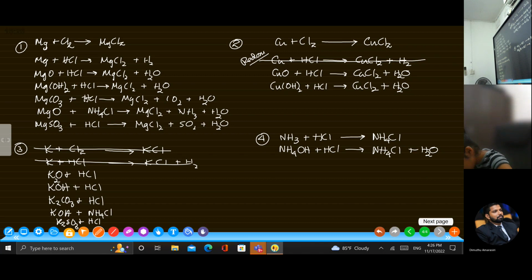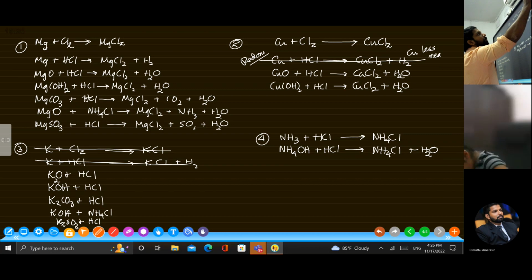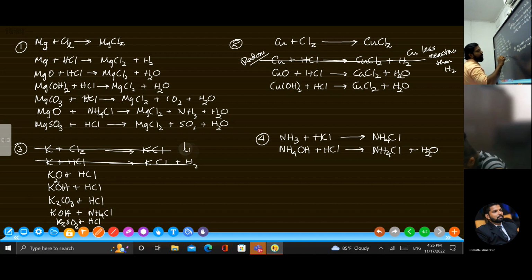You need to balance. I haven't balanced the equations. Copper is less reactive than hydrogen, so the displacement does not happen. These are two violent reactions, so we don't use them.